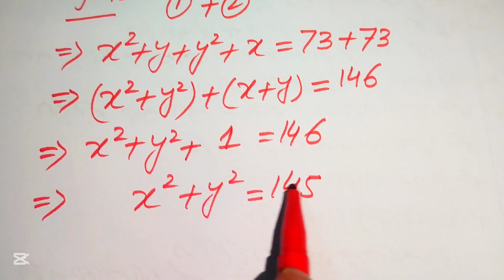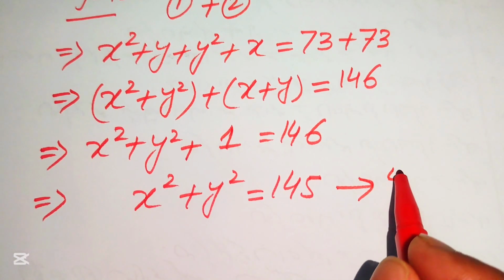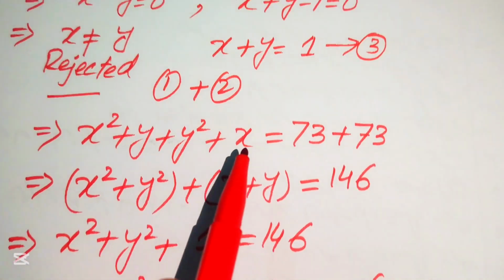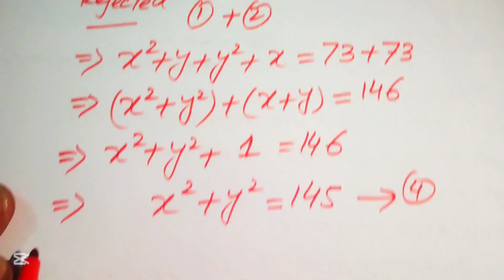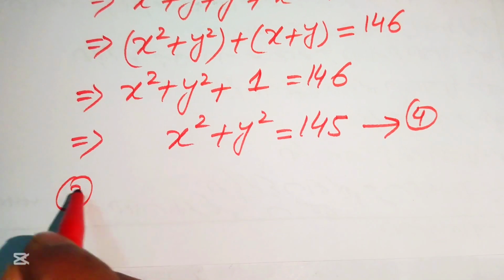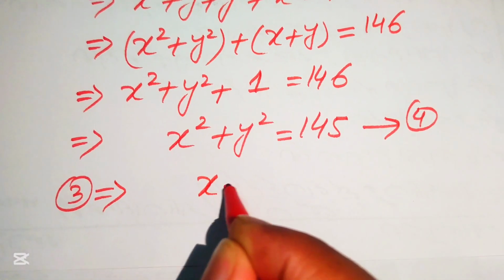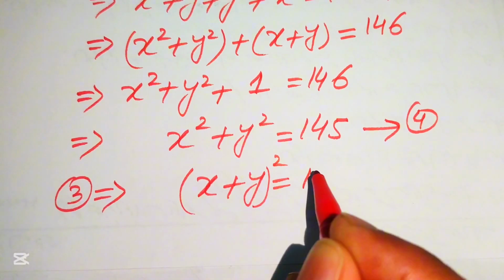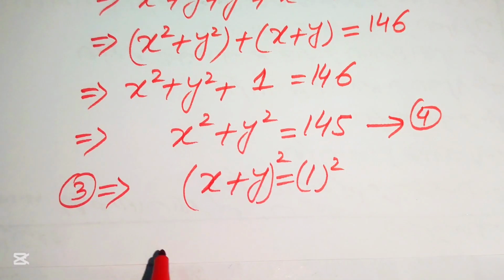When you subtract this 1 here, it will become 145. So here we again focus on equation number 3. In equation number 3 we need to take the squaring on equation number 3, and equation number 3 implies that, first we copy down here, it is x plus y equals to 1, and when we take the squaring on both of the sides, it will be written in this form.